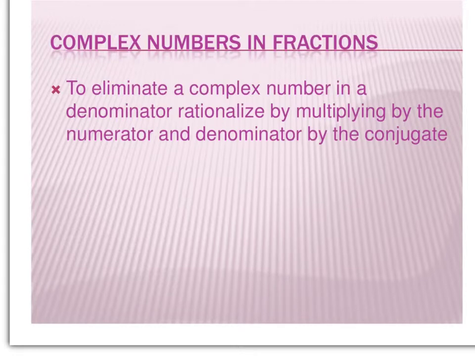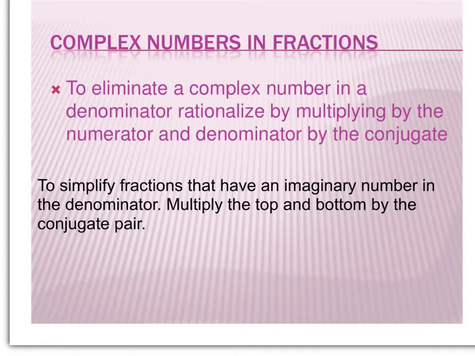Alright, when I have complex numbers in fractions, I went ahead and rephrased this. What this is saying is, to simplify fractions that have an imaginary number, if I see i in the denominator, I'm going to multiply the top and the bottom by the conjugate pair. That's what this is saying.